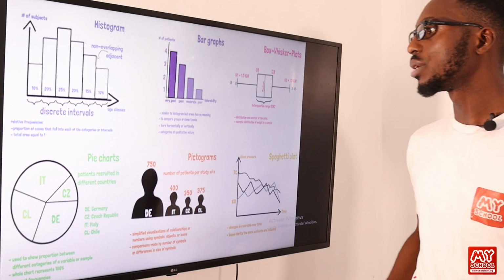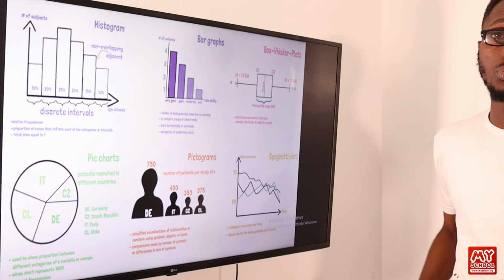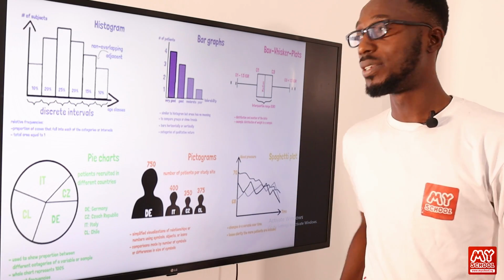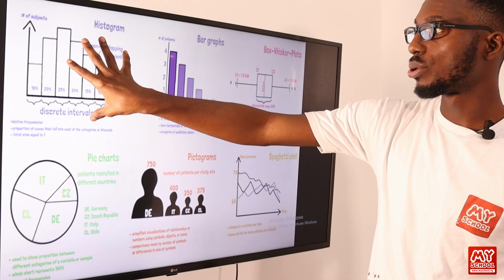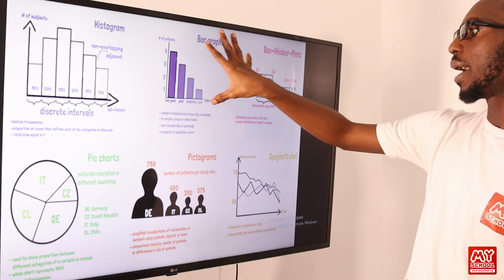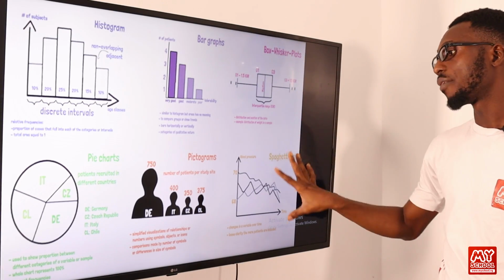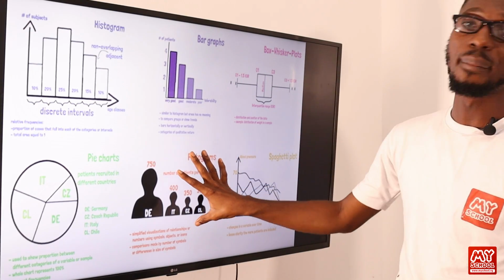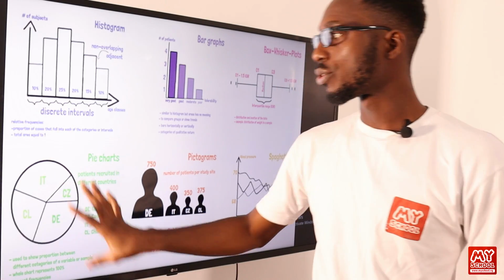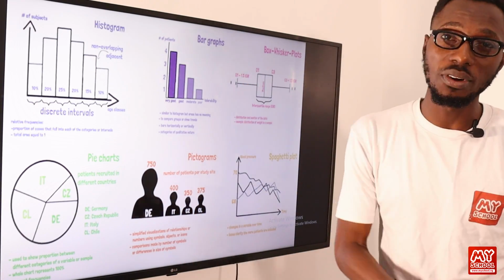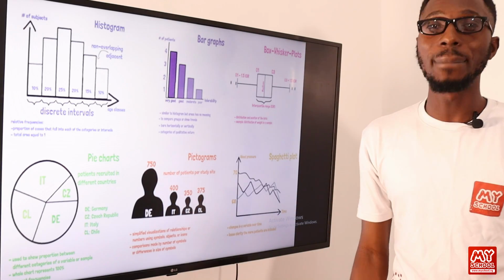This is still a general review of what we mentioned earlier regarding graphical representation of data. We have the histogram, then we have bar graphs, box and whisker plots, spaghetti plots, pictograms, and then the pie chart. This is just a review of the graphical presentation of data. So let's go back to our bar graphs.